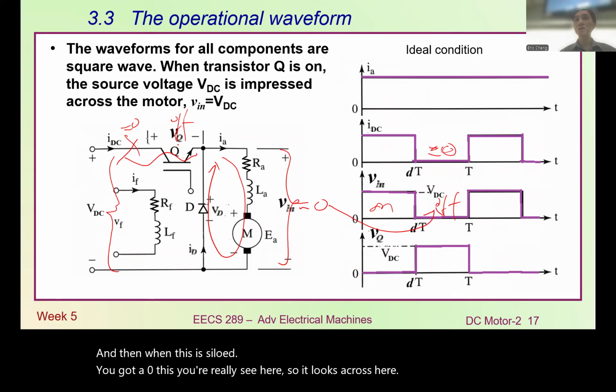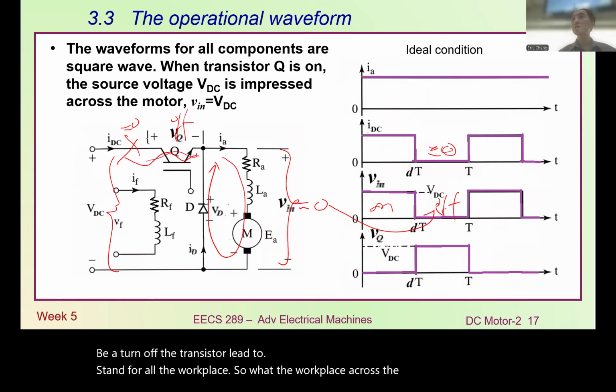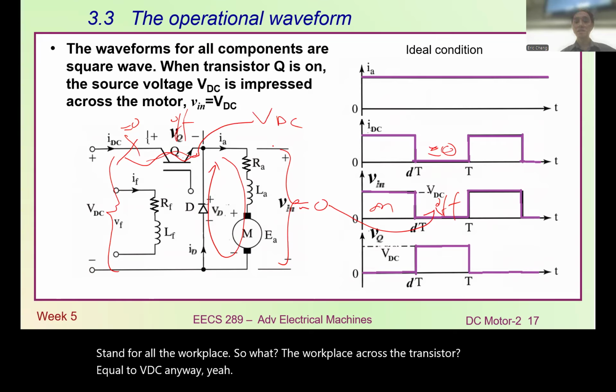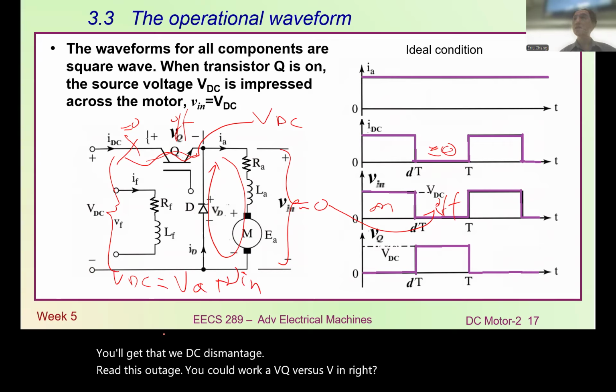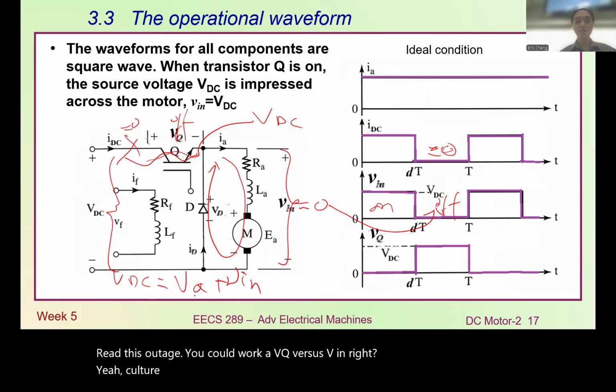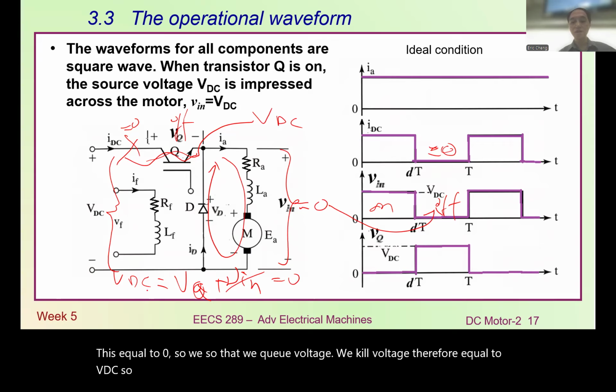When you turn off the transistor, it needs to stand for all the voltage. So the voltage across the transistor equals VDC anyway. You get that? The VDC voltage equals voltage VQ plus V-in, right? Kirchhoff's law. Now this equals 0, so that VQ voltage therefore equals VDC. The transistor voltage equals VDC.